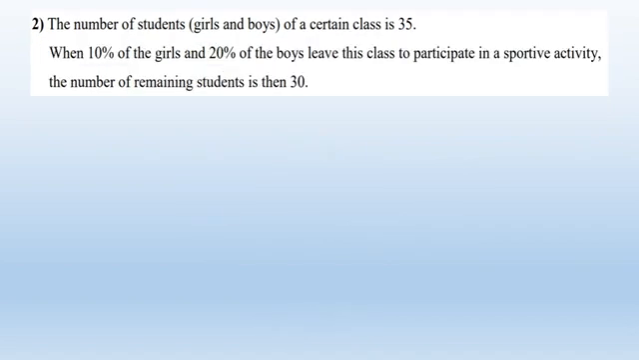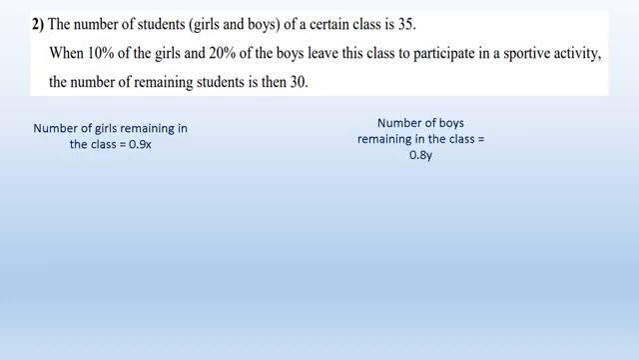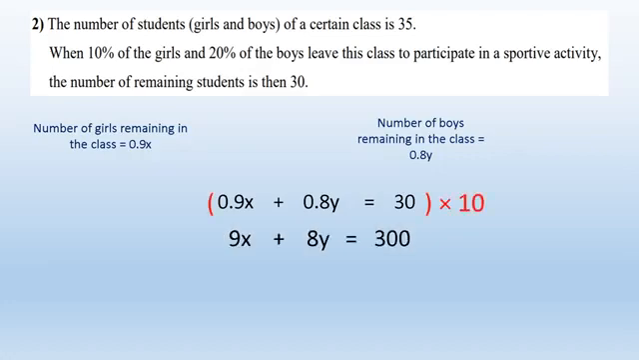Now the new number of girls becomes 0.9x and the new number of boys is 0.8y. So the total is 30 as he said, so 0.9x added to 0.8y equals 30, and this is the second equation. Now we can get rid of the point by multiplying by 10. It will become 9x plus 8y equals 300. Now our system is ready. x plus y equals 35 and 9x plus 8y equals 300, as we have proven.